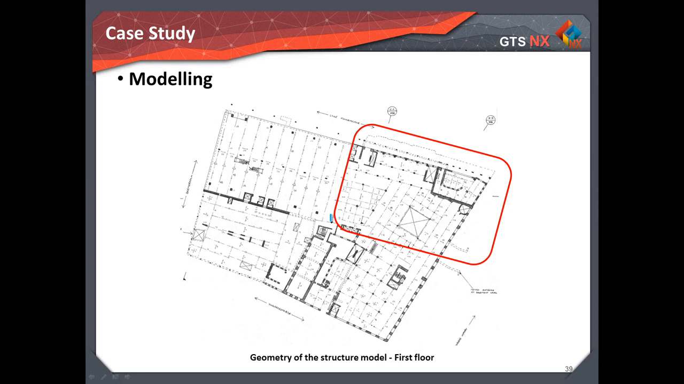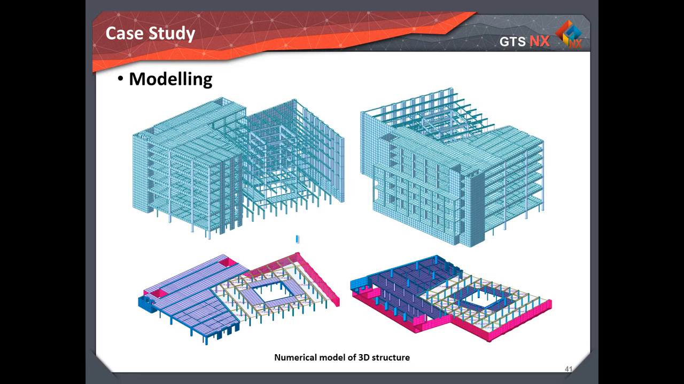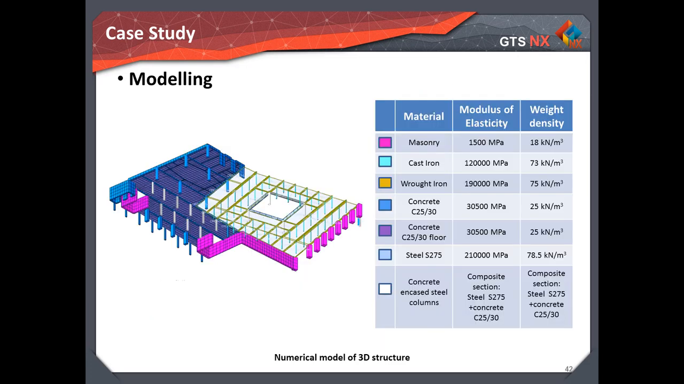This is the geometry of the structural model for the building, the first floor and the typical plan. Actually, the superstructure for the department store building is modeled and analyzed using MIDAS Gen for the building's structure. So this is the detailed view with the specific floor, and this table shows the information of the input parameters with the different materials. It consists of several properties such as masonry, cast iron, concrete, steel, and so on.